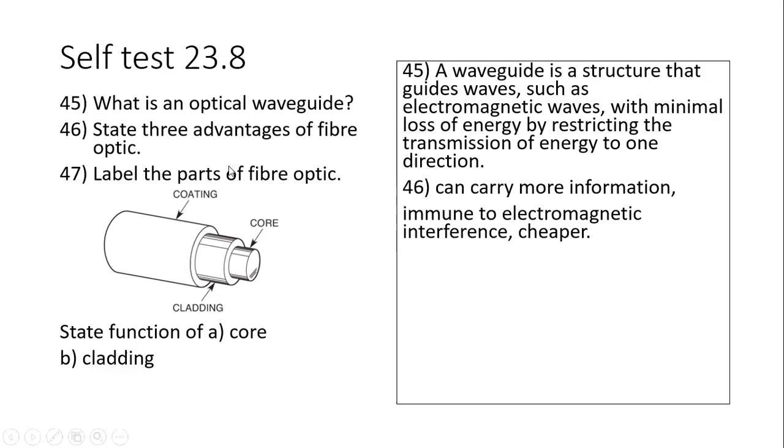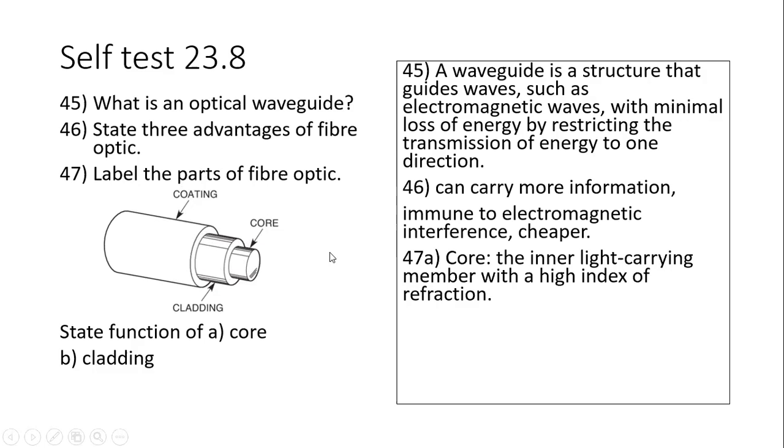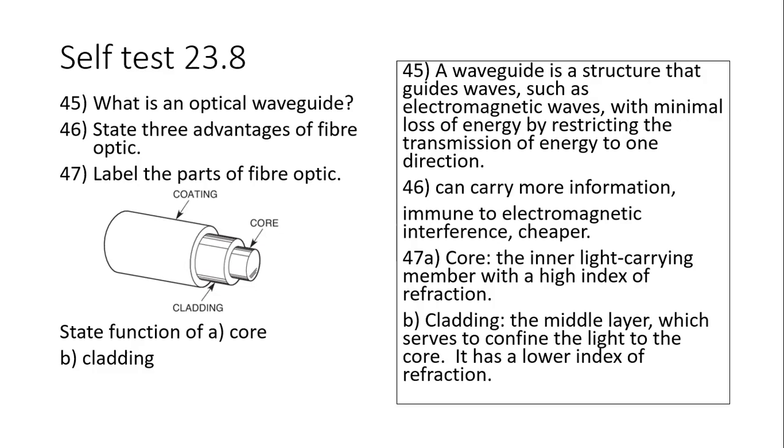Right? The other one is labeling. Label the core, cladding, and coating. State the function of the core: it is the inner light-carrying member with a high refractive index, made of glass. The cladding, the middle layer, will serve to confine the light to the core. It has a lower refractive index compared to the core. Okay, if you don't know, copy it down, go and revise, and then answer the questions in your book.